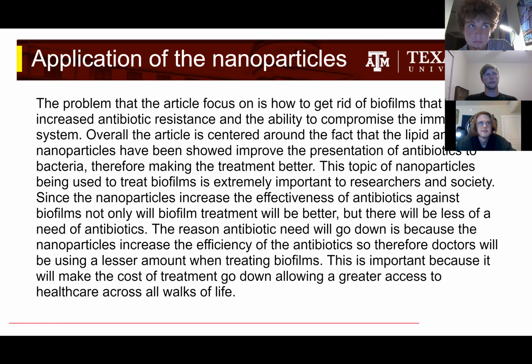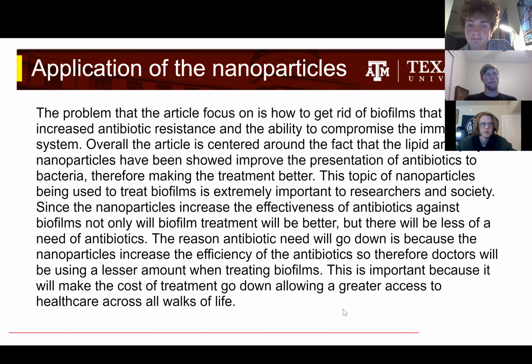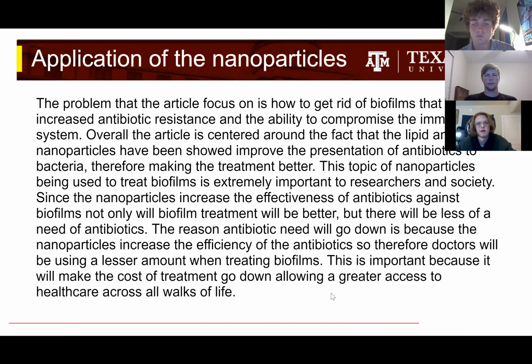The reason that this is important to society and researchers is that if we can do this and make the antibiotics work more efficiently, then there won't be as much of a need for them. So overall, the cost of treatment will go down, and that'll allow more people to actually be able to get treatment. So there's a big reason why people are invested in this right now.